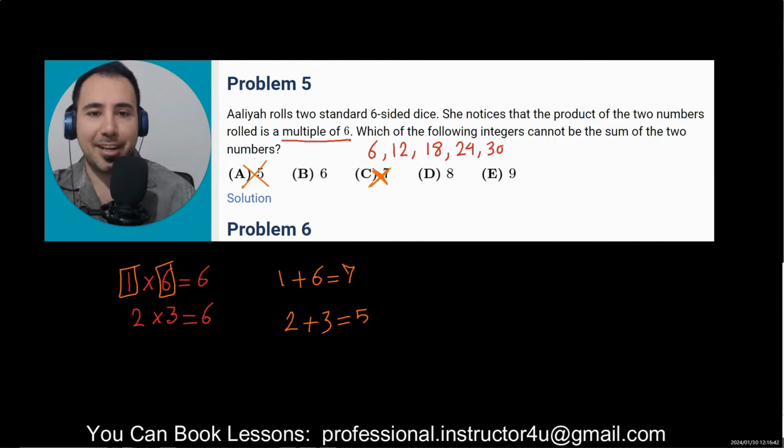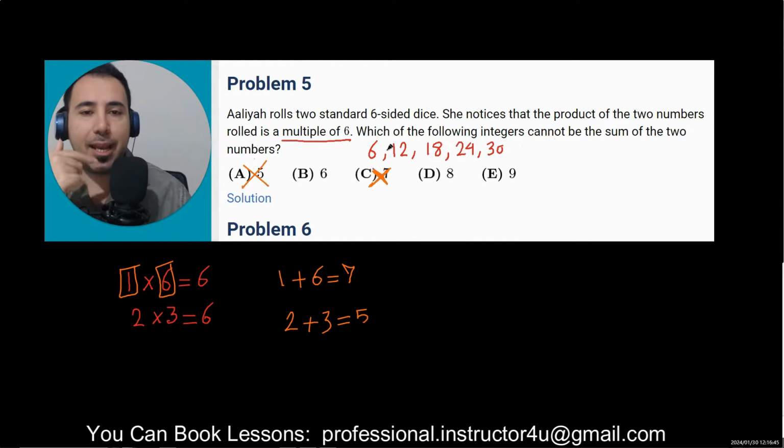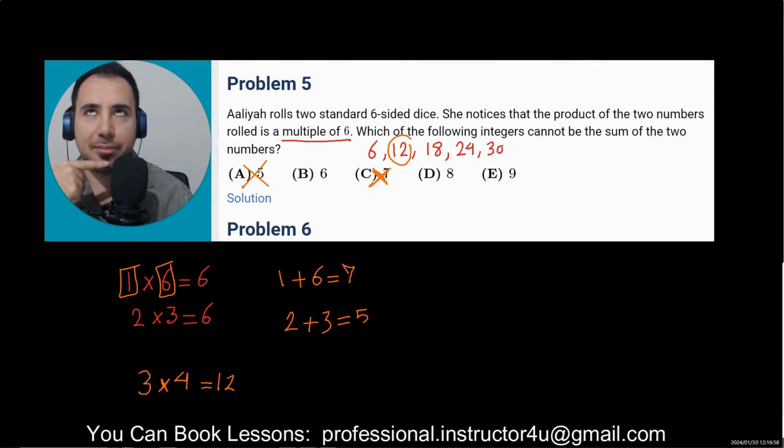So we just have to find new numbers, okay? How about 12? Which two numbers do you multiply to get 12? Okay, 3 times 4 is 12, right? So then I have to go 3 plus 4 is 7. It's already out. So another way to get 12 is 6 times 2, right? Is 12. Now 6 plus 2 is 8. So 8 is out. Okay, so the answer is either 6 or 9.